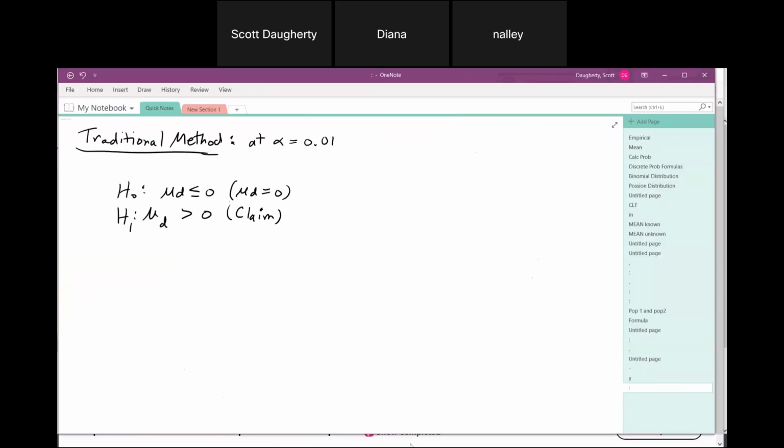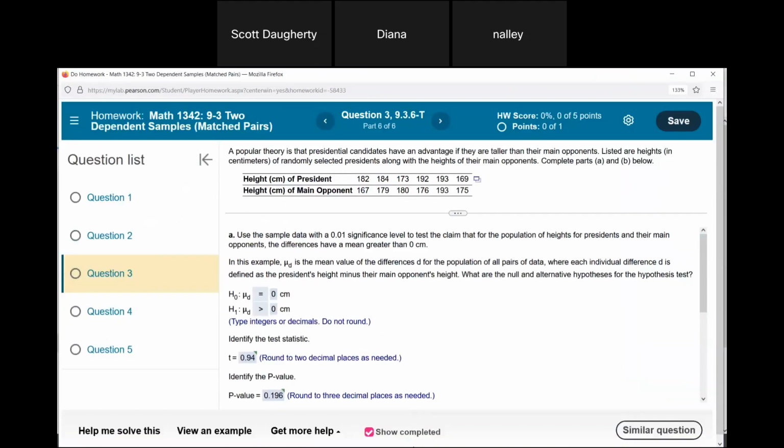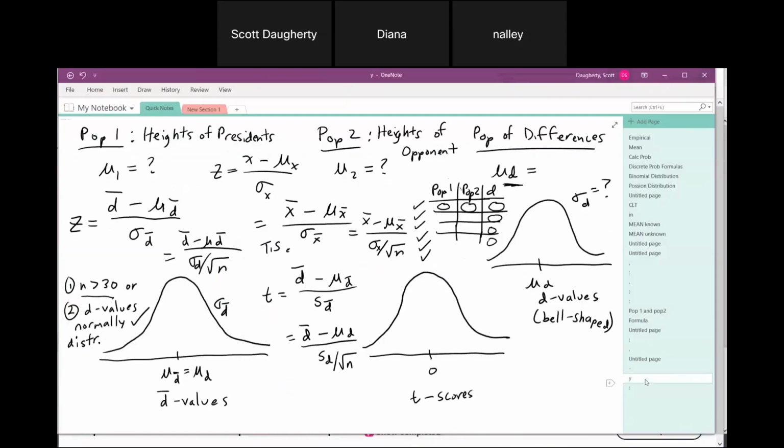We know the t-scores are bell-shaped because the d-bar values will be bell-shaped, either because you're sampling more than 30 or because the original d values are bell-shaped from here. And in this problem, we're assuming that these are bell-shaped. So we're assuming this is true here, which gets us, the d-bar values will then be bell-shaped here. And then when you convert them to t-scores, they'll remain bell-shaped. So ultimately, these t-scores are going to be bell-shaped.